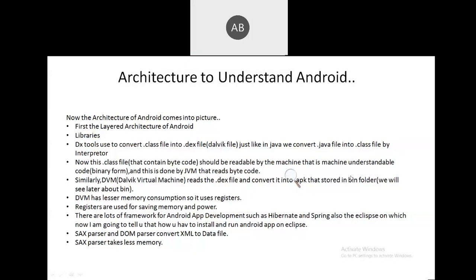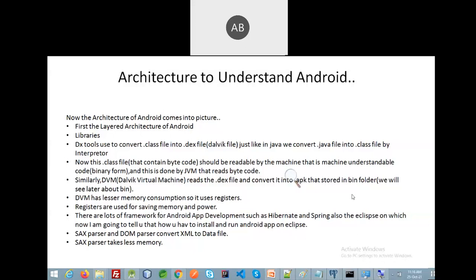That is machine understandable code, and this is done by the JVM, that is bytecode. Similarly, the DVM, Dalvik Virtual Machine, reads the .dex file and converts it into .apk. Yesterday someone was asking me in the Telegram chat what is APK, Android package.